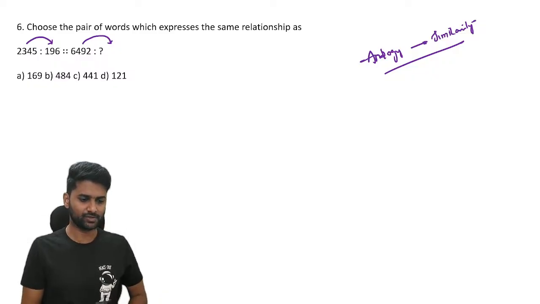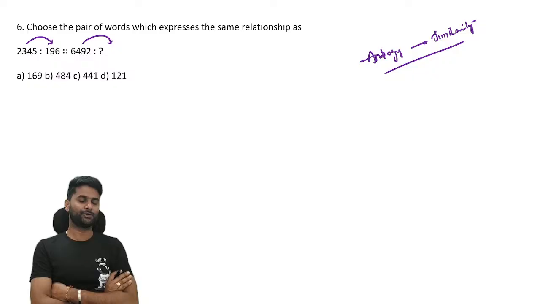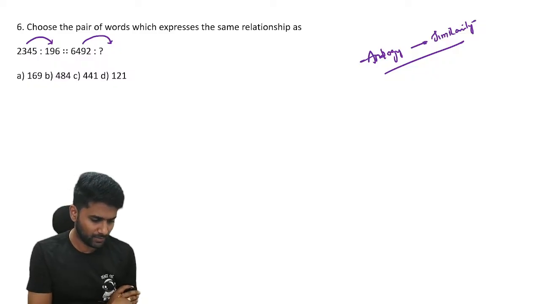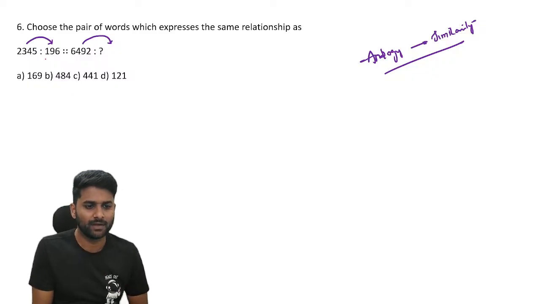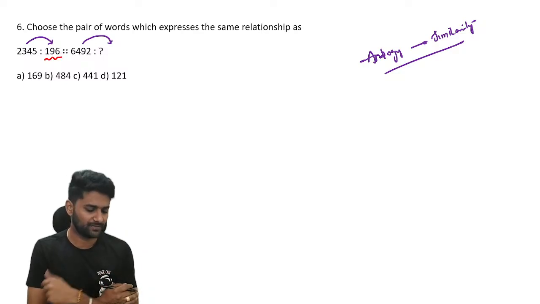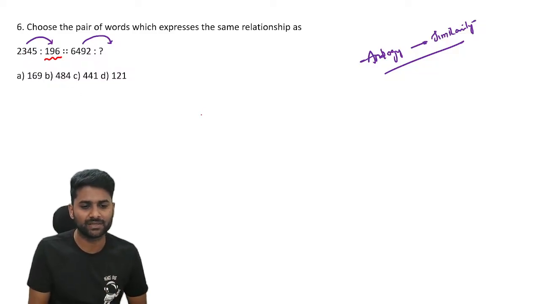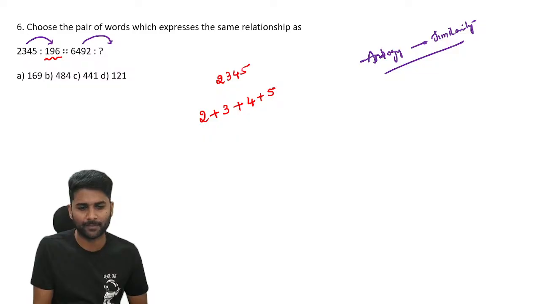Yes, try to solve this question. What is the relation among 2, 3, 4, 5 as 196, 6, 4, 9, 2 as dash? Now, if you observe the given question, 196 is a perfect square, and check with the options, all are perfect squares. But how can you find this relation? It means the sum of the digits of 2345. If you go through the sum, it's 14, and the square of 14 is 196.